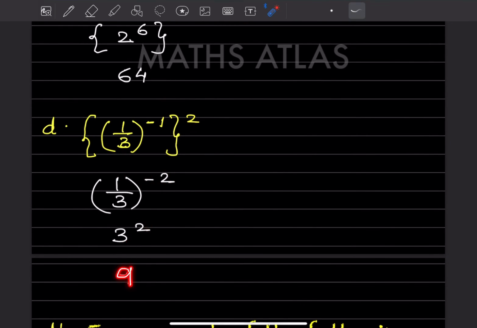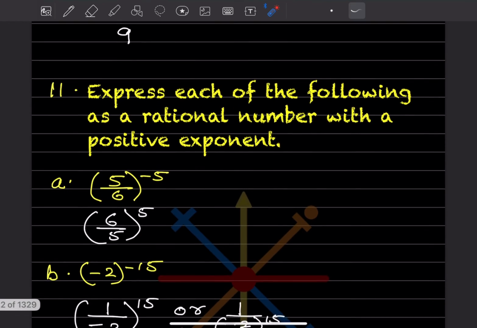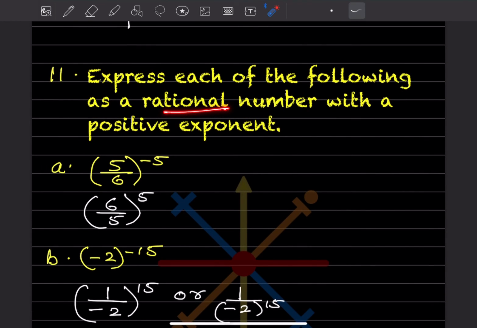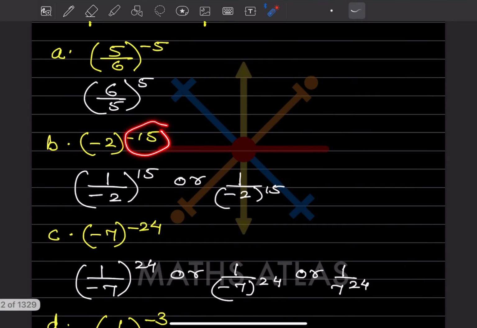Express each of the following as a rational number with a positive exponent. Now we want the exponent to be positive. This is negative, so let us make it positive. To make it positive, you have to take the reciprocal of it. So that is going to be 6 by 5 raised to 5. Again, this one we can write as 1 by, this is minus, so that will be minus 2.